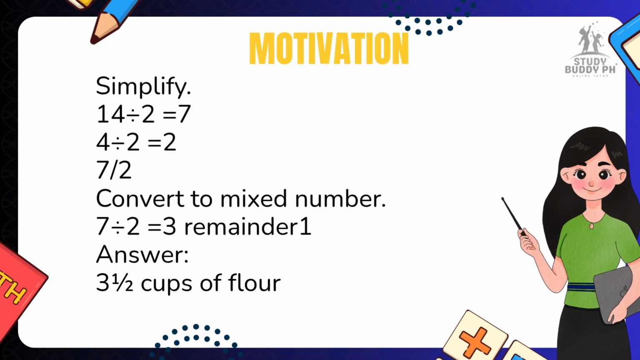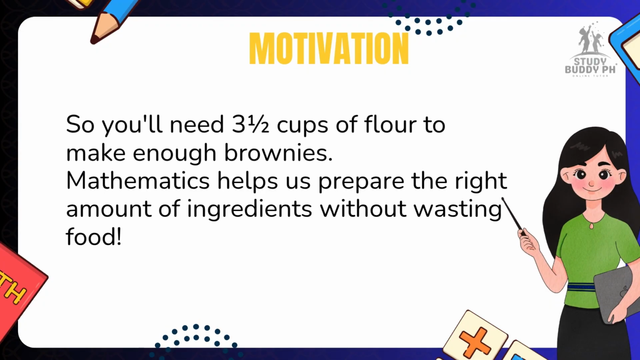Then, simplify. 14 divided by 2 equals 7. 4 divided by 2 equals 2. Answer equals 7 halves. Convert to mixed number. 7 divided by 2 equals 3 remainder 1. Answer, 3 1/2 cups of flour. So you'll need 3 1/2 cups of flour to make enough brownies. Mathematics helps us prepare the right amount of ingredients without wasting food.